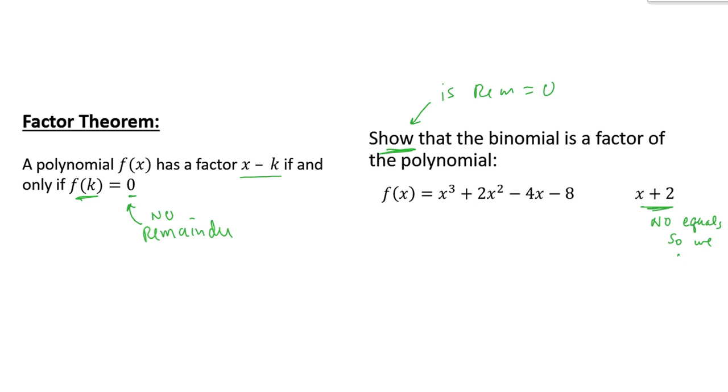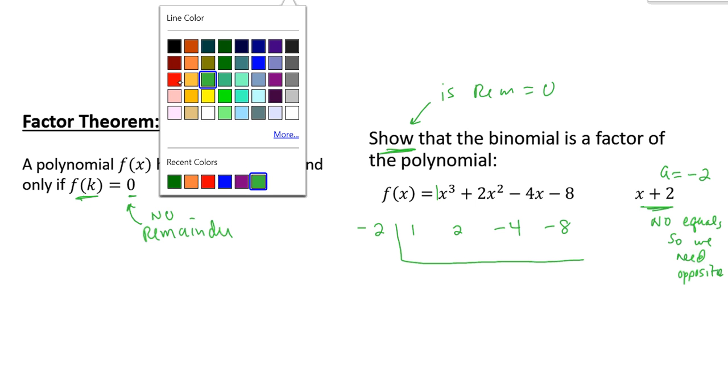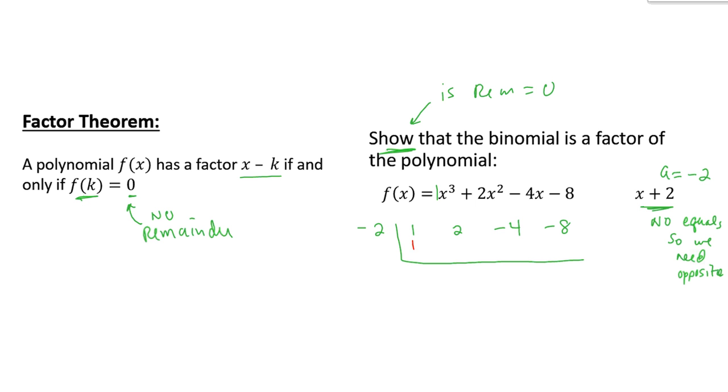So we need the opposite. So our a is going to be negative 2. Okay, that's the number on the outside. Inside coefficients, look for missing terms: x cubed, x squared, x, and 8. We're good there. 1, 2, negative 4, negative 8. All right, usual steps: bring down the first one, multiply, add down, multiply, add down, multiply, add down.